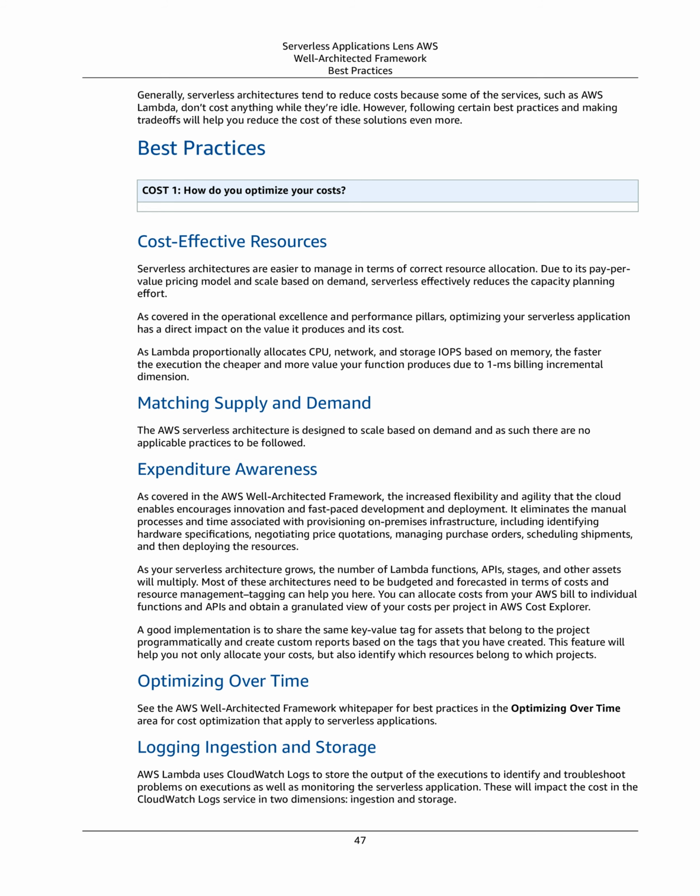Matching supply and demand. The AWS serverless architecture is designed to scale based on demand, and as such there are no applicable practices to be followed. Expenditure awareness. As covered in the AWS Well-Architected Framework, the increased flexibility and agility that the cloud enables encourages innovation and fast-paced development and deployment. It eliminates the manual processes and time associated with provisioning on-premises infrastructure, including identifying hardware specifications, negotiating price quotations, managing purchase orders, scheduling shipments, and then deploying the resources.